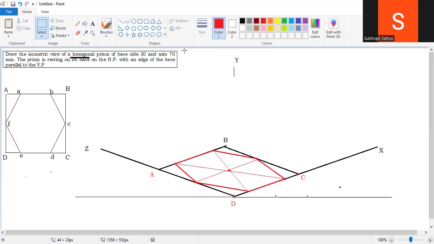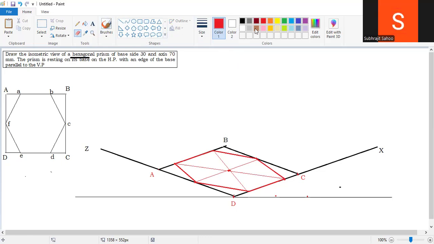So what is the next step? Sir, in the question, axis height is given, axis height 70 mm or not? Sir, which one is the axis? Axis will come from this middle point or not? This middle point. Axis will come from this middle point.